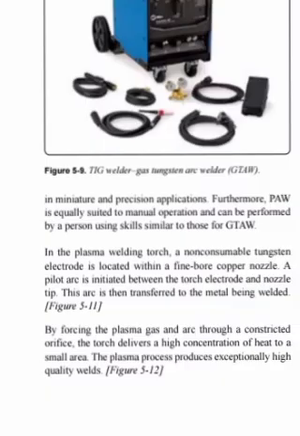In the plasma welding torch, a non-consumable tungsten electrode is located within a fine-bore copper nozzle. A pilot arc is initiated between the torch electrode and nozzle tip. This arc is then transferred to the metal being welded. By forcing the plasma gas and arc through a constricted orifice, the torch delivers a high concentration of heat to a small area. The plasma process produces exceptionally high-quality welds.